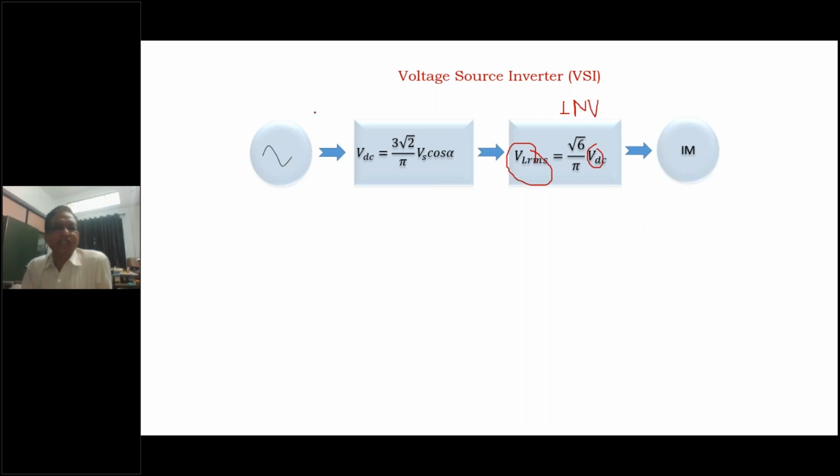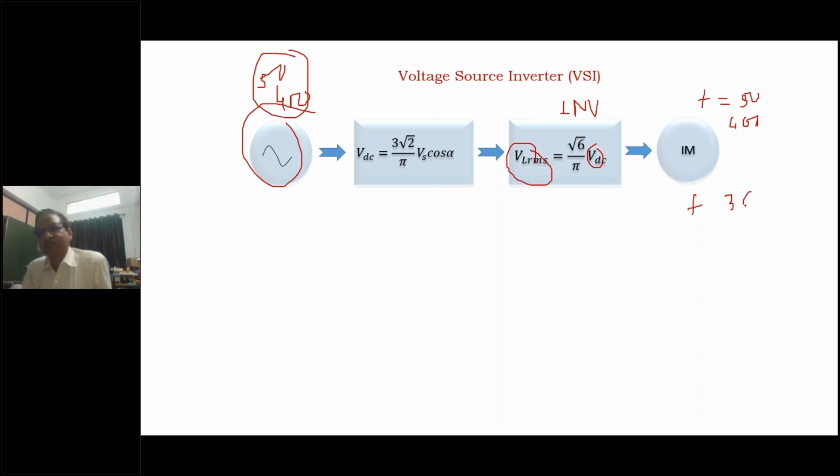Supply is available here, 50 hertz supply, for example 400 volt. So it is fixed. When I want a synchronous speed of 1500 for a 4-pole machine, F should be 50 hertz. What should be the corresponding voltage? 400 volt. If I want a synchronous speed of 900 rpm for a 4-pole machine, F should be 30. What should be the voltage? 30 multiplied by 8 is 240 volt. That is my voltage requirement.